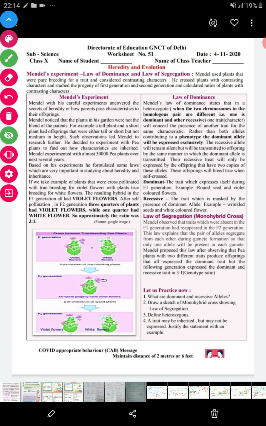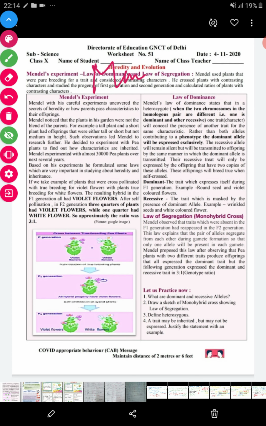Let's do the practice exercise. What are dominant and recessive alleles? You can answer this question from here. The trait which expresses itself during the F1 generation, for example, round and all, and the trait which is masked by the presence of the dominant, so that is the answer of your first question. Draw the sketch of the monohybrid cross. This you can do from your support material very easily.